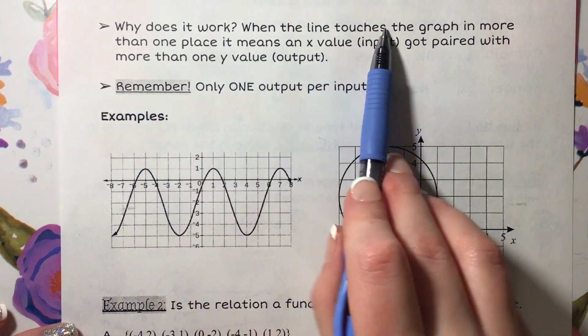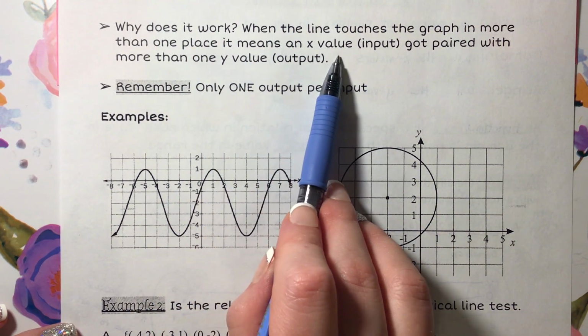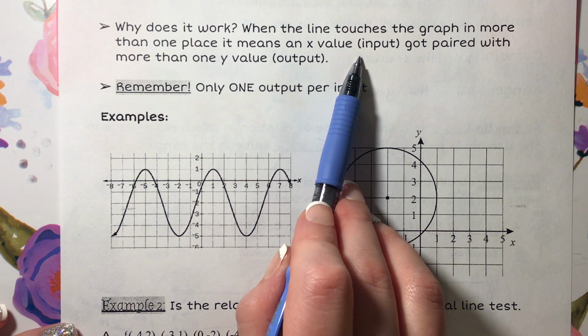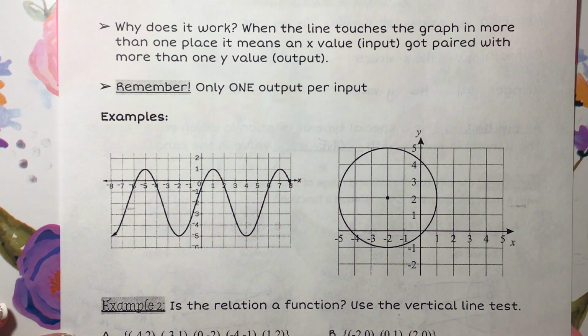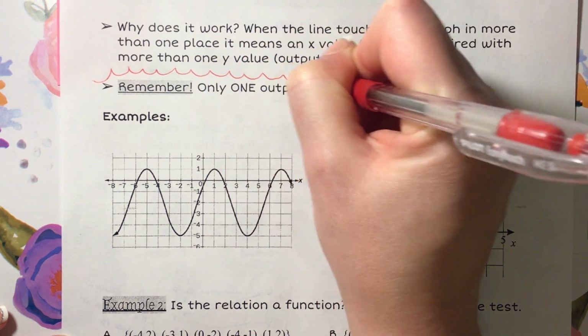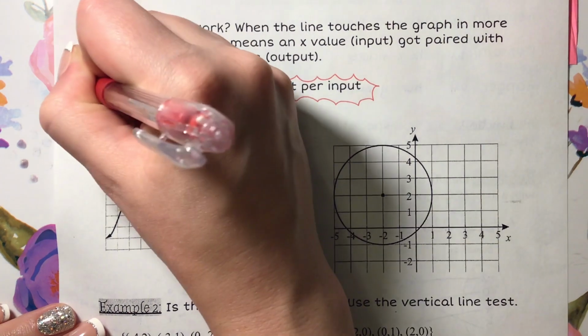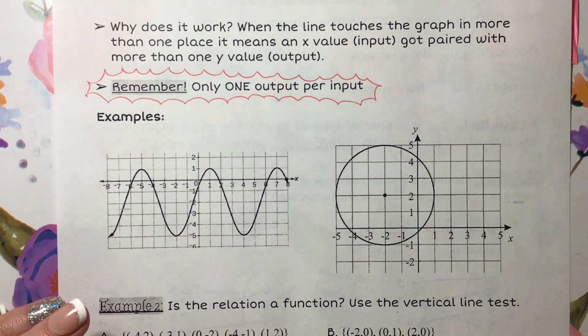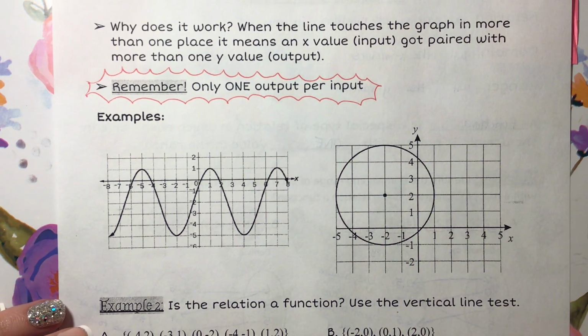Well, it works because when the line touches the graph in more than one place, it means an x value or an input got paired with more than one output. Remember, only one output per input. I am going to put a little burst symbol around that because that is so important. This is the whole concept of today. Is it a function or not? All right, it needs to meet this criteria. Only one output per input, or only one y per x.